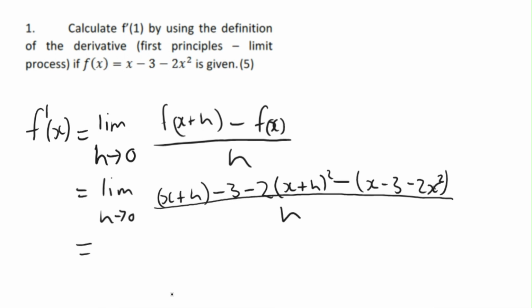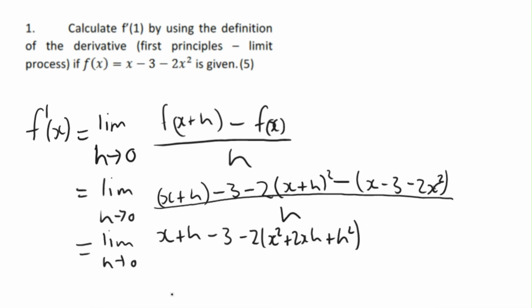Now let's remove the brackets. This is the limit as h goes to 0 of what? Of x plus h. You can remove the brackets there, we don't have a problem. Minus 3, then we have minus 2 into x squared plus 2xh plus h squared. Simplifying this square bracket, we have again minus x. We just remove this negative with everything that is inside here. So we have minus x plus 3 plus 2x squared. Everything is divided by h again.